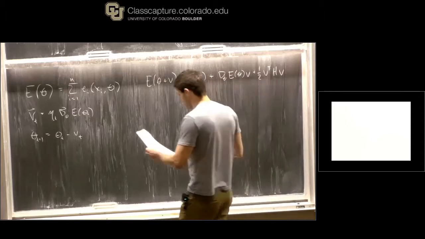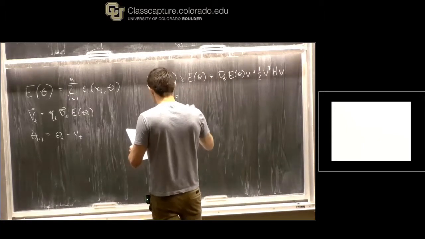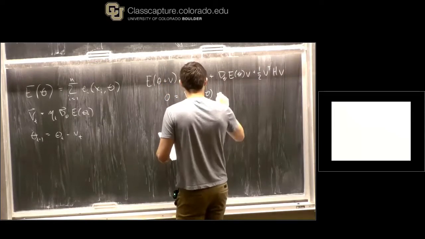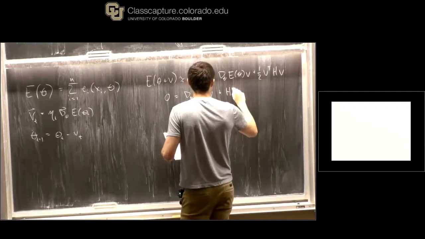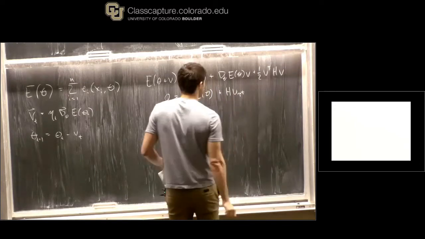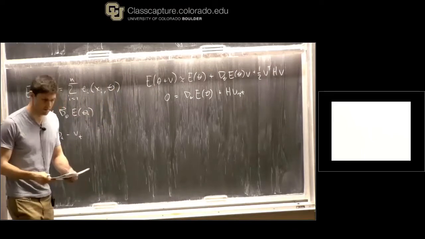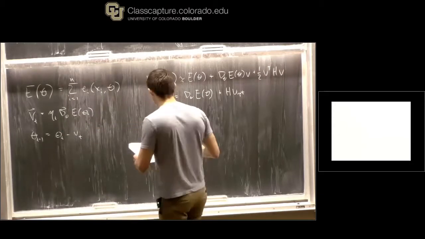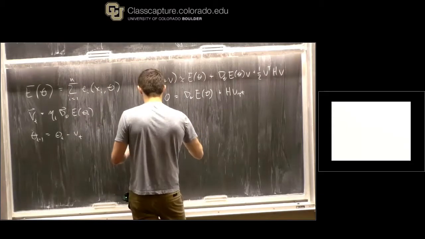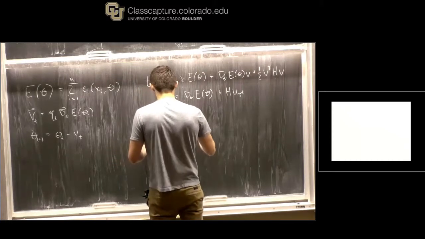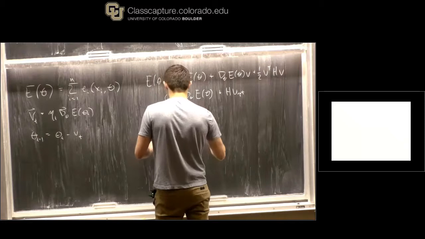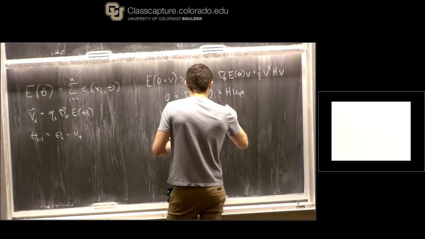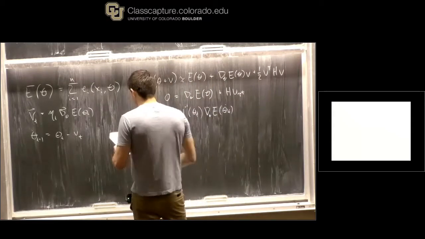And if you do that, you get 0 equals the gradient of the error plus the Hessian times v. This essentially defines the optimal v step that you want. So if you want to write down something like this for Newton's method, the v that you need is the inverse of the Hessian, evaluated at the previous time step, times the gradient. And then you make a similar kind of step.